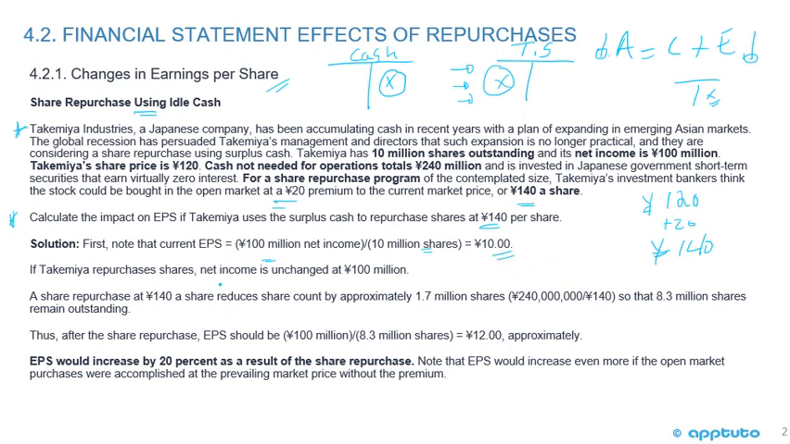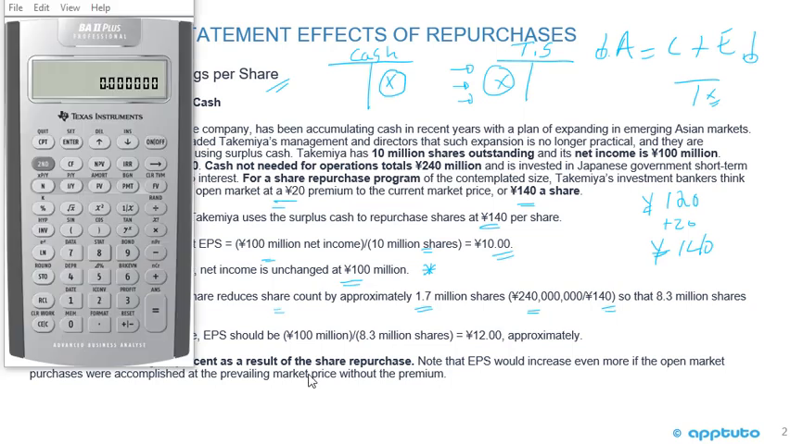If Takamiya repurchases shares, the net income doesn't change. Remember, in our earnings per share calculations on a share repurchase using surplus cash, there's no change to the net income. A share repurchase at 140 yen a share reduces the share count by approximately 1.7 million shares. You take the cash available, the 240 million yen, divide by the 140, so it reduces by 1.7 million shares. We'll bring up the calculator here to do the calculation quickly.